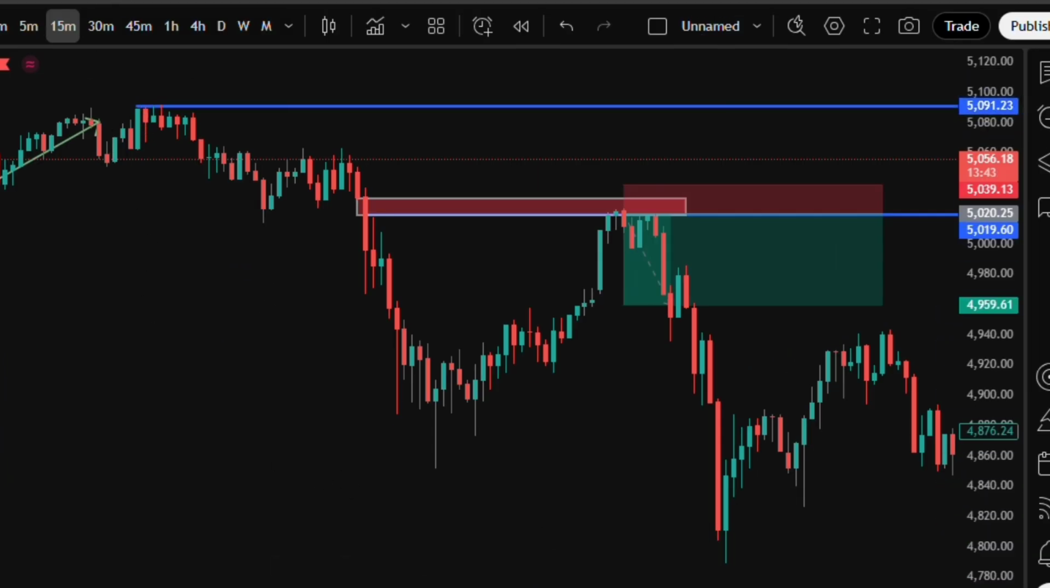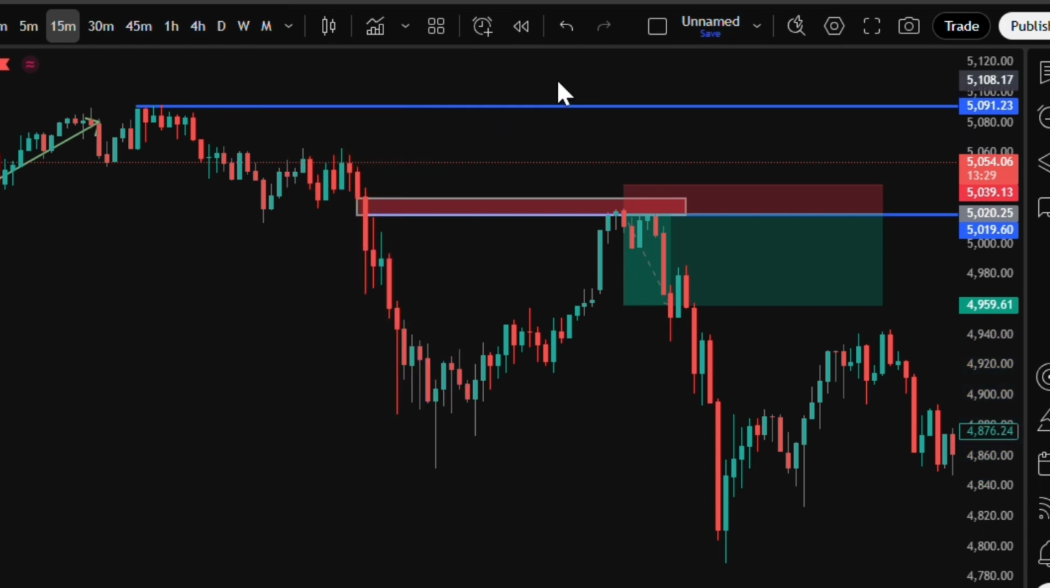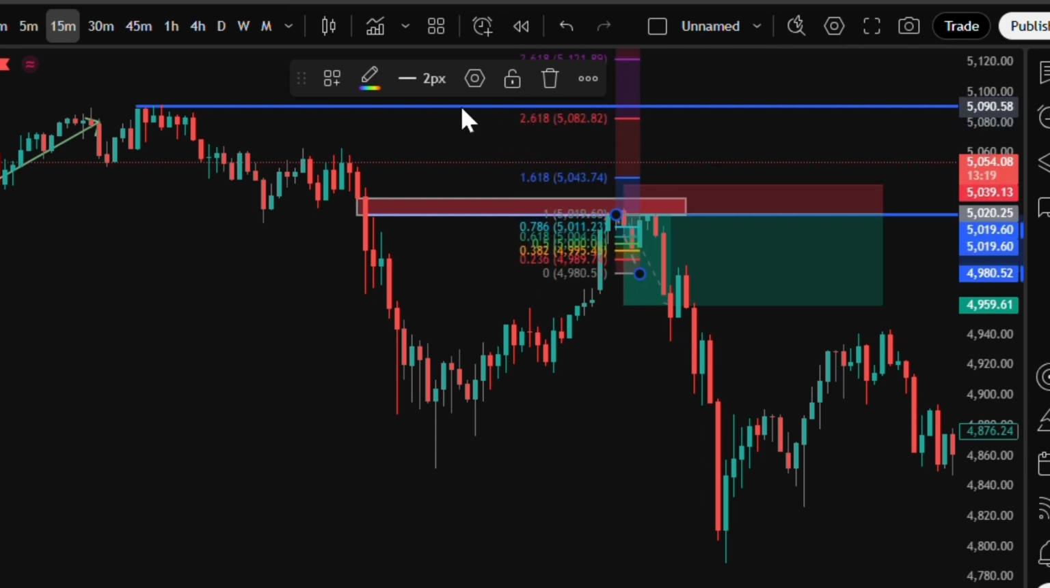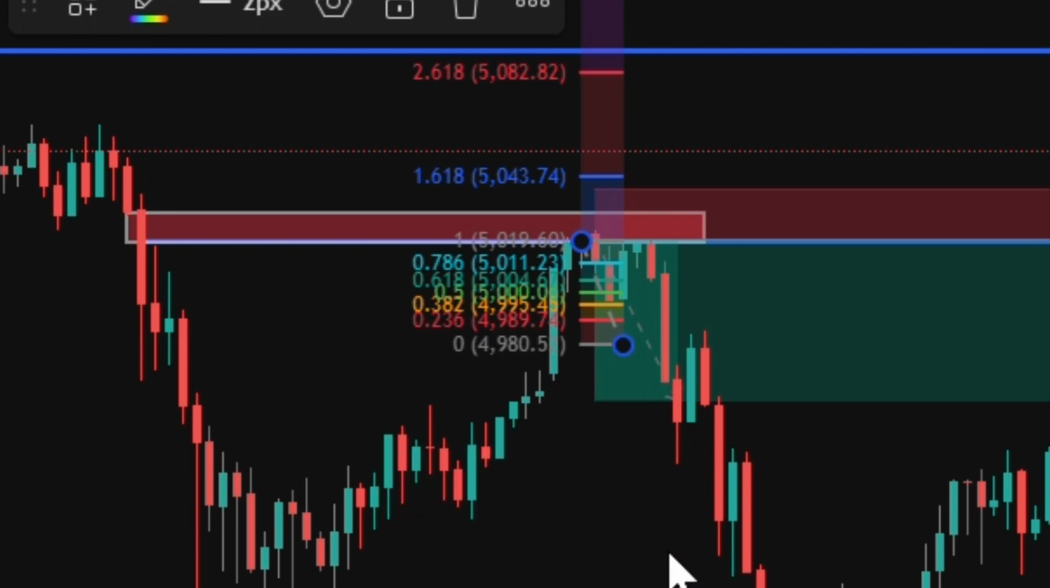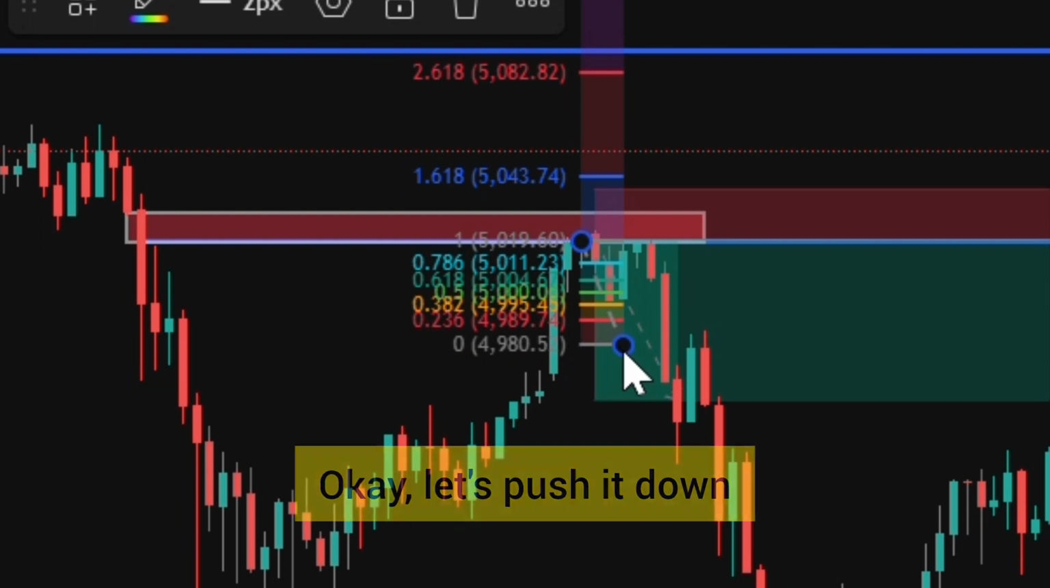So I want my Fibonacci retracement. I told you 1.618 is where we target our take profit, but in the opposite direction. Okay, let me show you how it works. So let's say you have taken your trade around here. So you want this 1.618 to touch this blue line, the last high. Okay, and this 0, it will go down. And when this 1.618 touches this blue line, it will be our take profit. Okay, let's push it down.